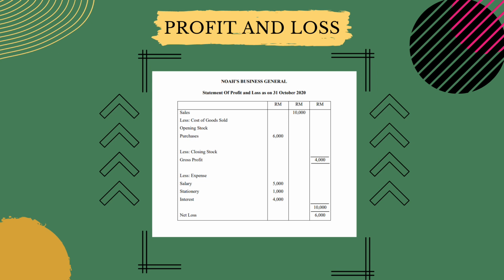My part is about the statement of profit and loss. This is about Noah's Business General profit and loss on 31 October 2020. First is 10,000 for sales. Then purchases is 6,000. Next, gross profit is 4,000. Next is salary 5,000, stationery 1,000, interest 4,000, total 10,000. To find the net loss: 10,000 minus 4,000 equals 6,000.